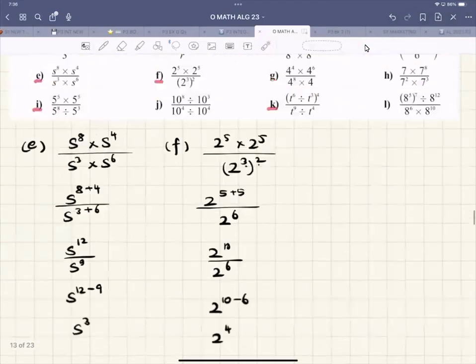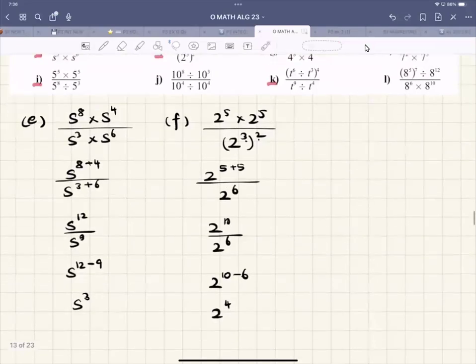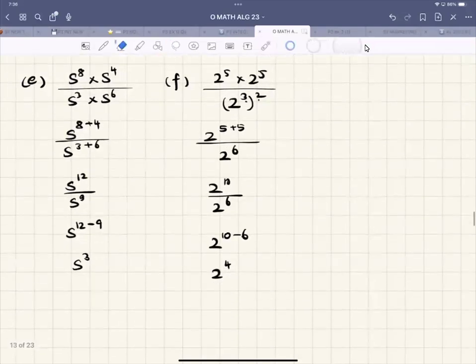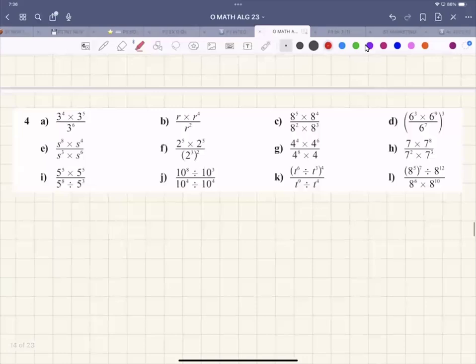Now, which other ones were there? That is I and K. So let me just erase from here. And let me highlight over here. This is I, this is K.